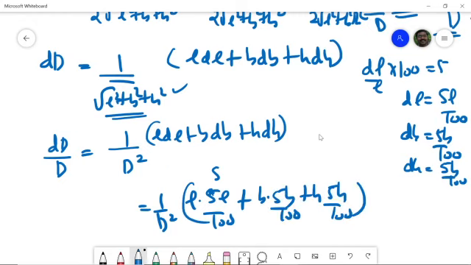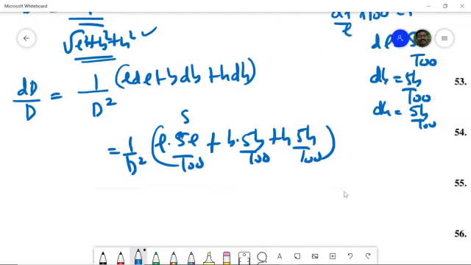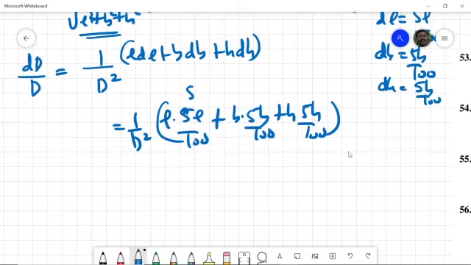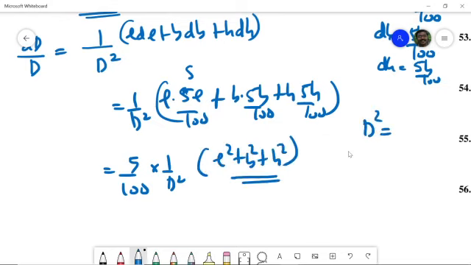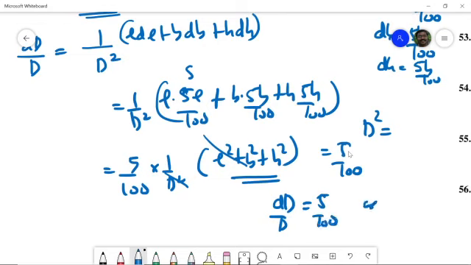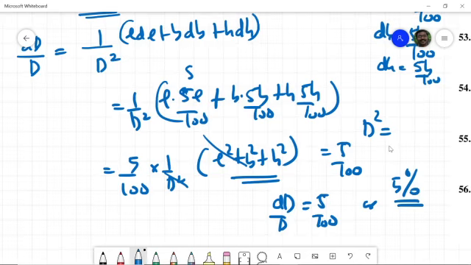If you take the common factor 5 by 100 outside, you will get 5 by 100 into 1 by D square in brackets L square plus B square plus H square. Now what is L square plus B square plus H square? It's nothing but D square, because D is root of L square plus B square plus H square. So both of them get cancelled out and we get 5 by 100. So dD by D is equal to 5 by 100, or the maximum percentage error it can have is actually 5%. Okay, so this is an application of differentials applied to a word problem.